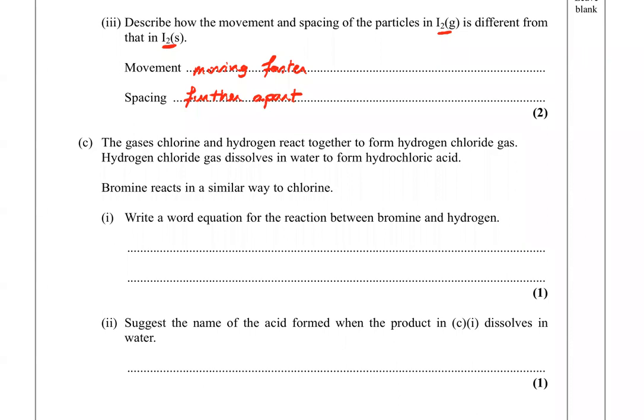طيب C. Gases chlorine and hydrogen react together to form hydrogen chloride. اللي هي equation H2 plus Cl2 gives 2HCl. Hydrogen chloride gas. Hydrogen chloride gas dissolves in water to form hydrochloric acid اللي هو HCl(aq). Aqueous solution اللي هو solution of hydrogen chloride is called hydrochloric acid. Bromine reacts in a similar way to chlorine. ده معناه ان هو هيتفاعل مع الهيدروجين in a similar way. Hydrogen plus bromine gives 2 hydrogen bromide.